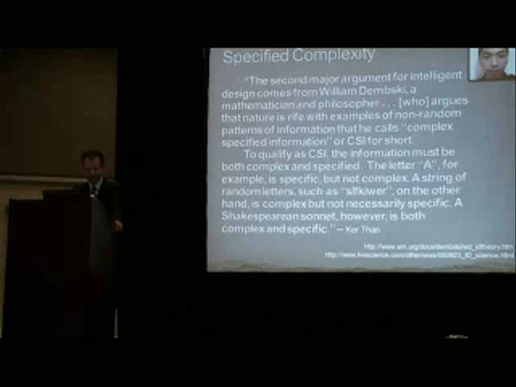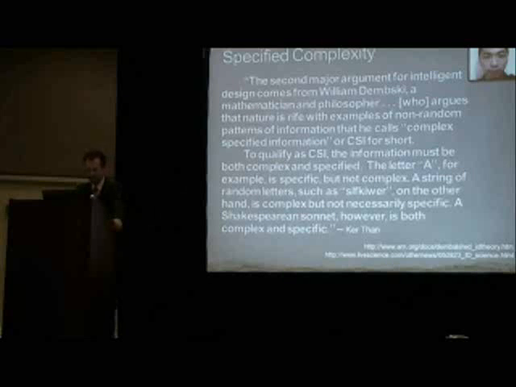Again, Kurathan: the second major argument for intelligent design comes from William Dembski, a mathematician and philosopher who argues that nature is rife with examples of non-random patterns of information that he calls complex specified information, or CSI. To qualify as CSI, the information must be both complex and specified. The letter A, for example, is specified but not complex. You have just one little letter. It has to be A, but only A. It's only one letter, right? So it's not very complex.